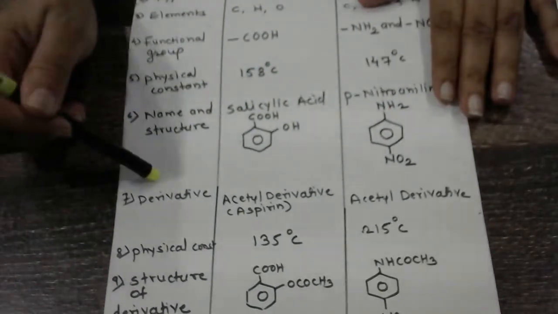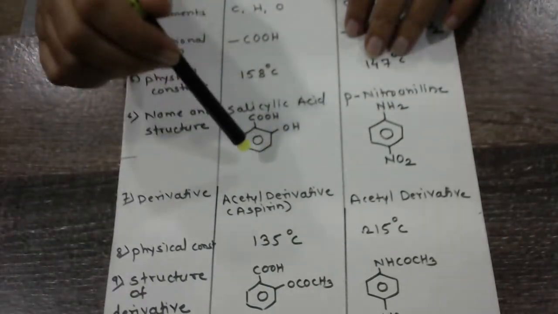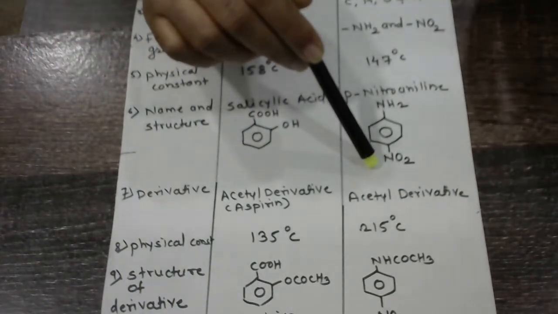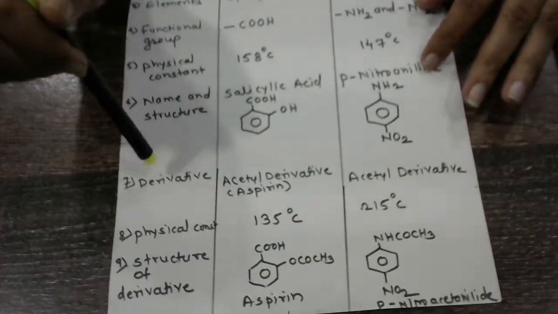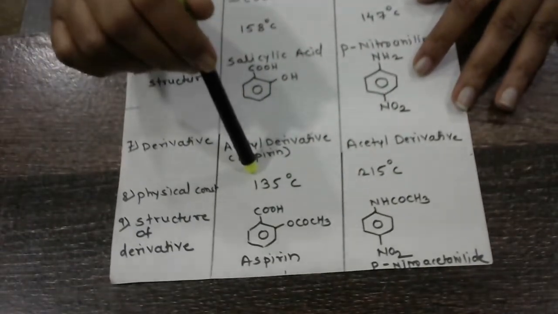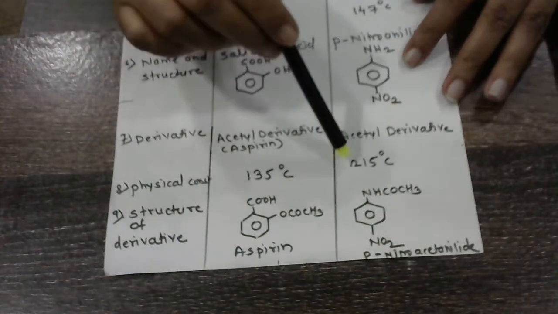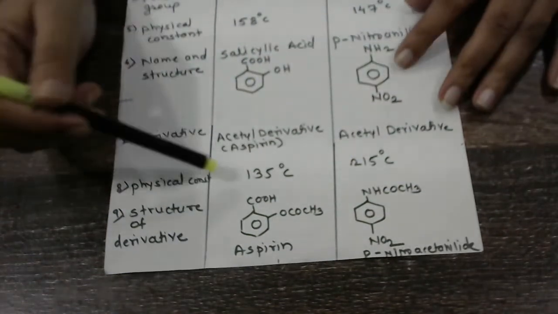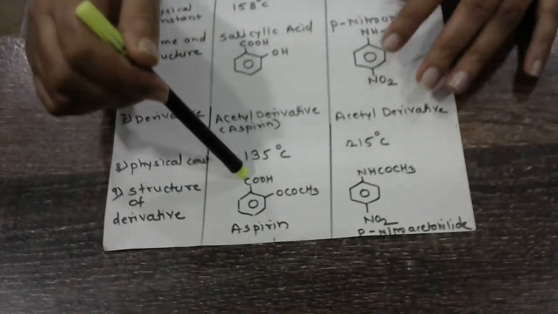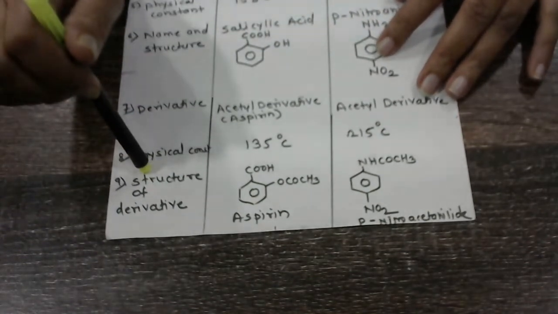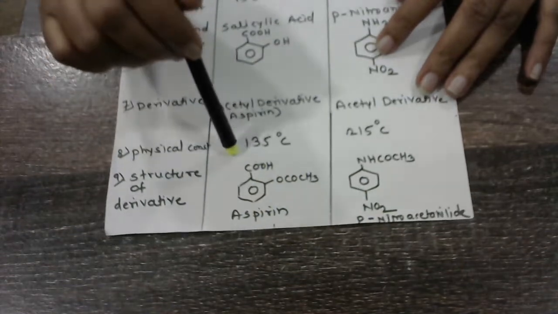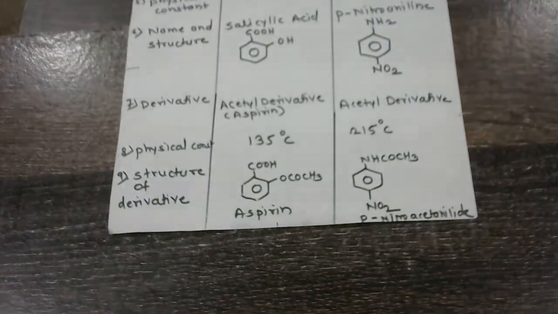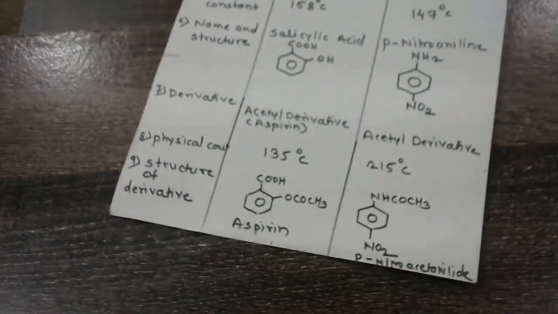Further is the derivative. We will prepare the acetyl derivative of salicylic acid and also of para-nitroaniline. The physical constant of the acetyl derivative of salicylic acid is 135 degrees Celsius. For para-nitroacetanilide it is 250 degrees Celsius. This is the structure of the derivatives: aspirin, which is the derivative of salicylic acid, and para-nitroacetanilide, which is the derivative of para-nitroaniline. So guys, this is the third binary mixture.